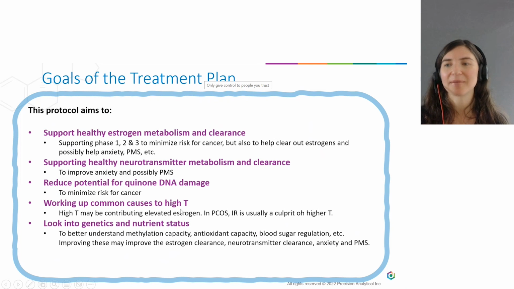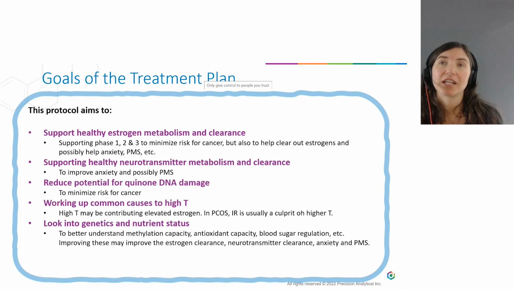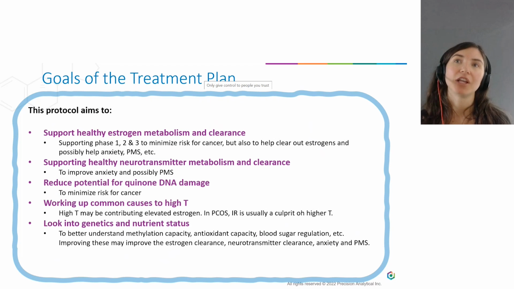We're going to work up some common causes of higher T. Basically, I'm going to check in on her blood sugar at this point and look into genetics and nutrient status. So the MaxGen report is going to help us understand her methylation capacity. Might help us understand if she is genetically susceptible to being deficient in folate or deficient in B12, or low COMT, or SNPs in MTR or MTRR.